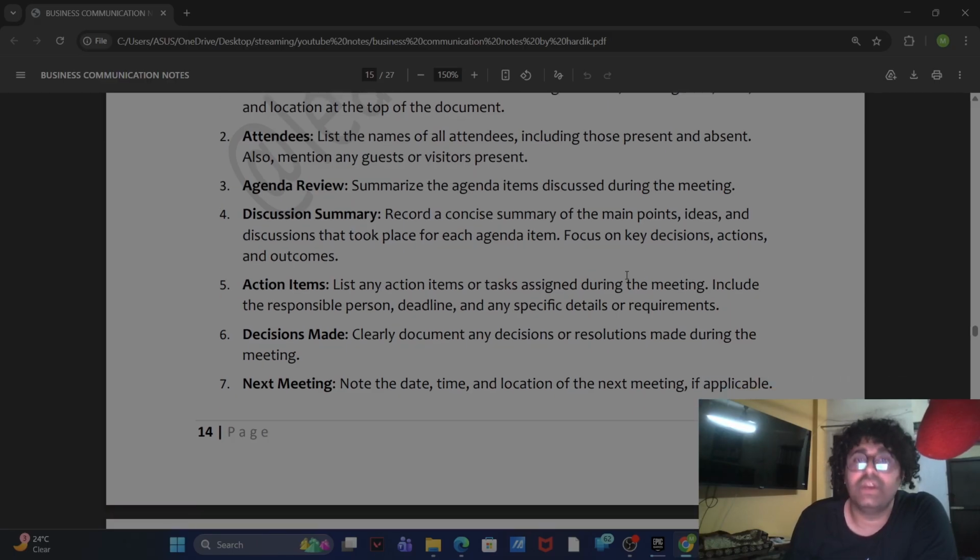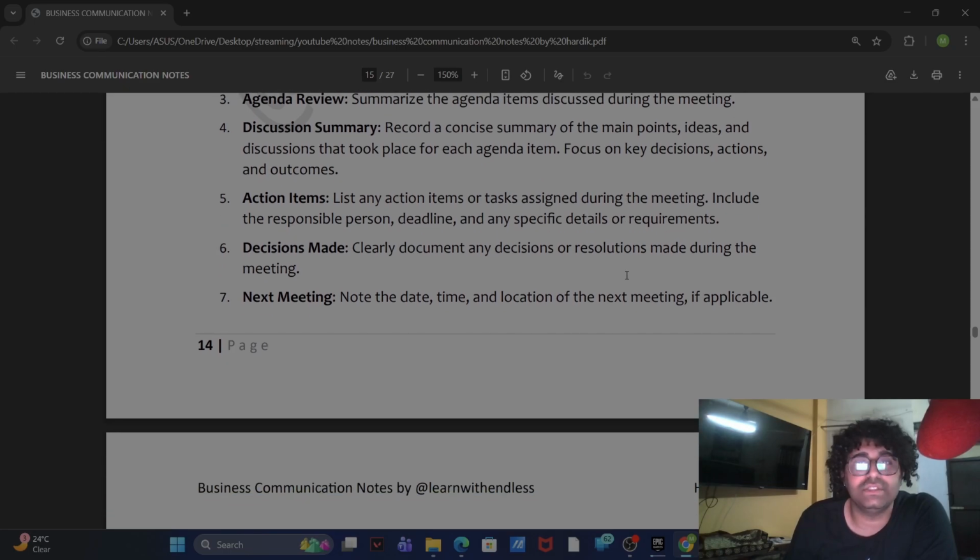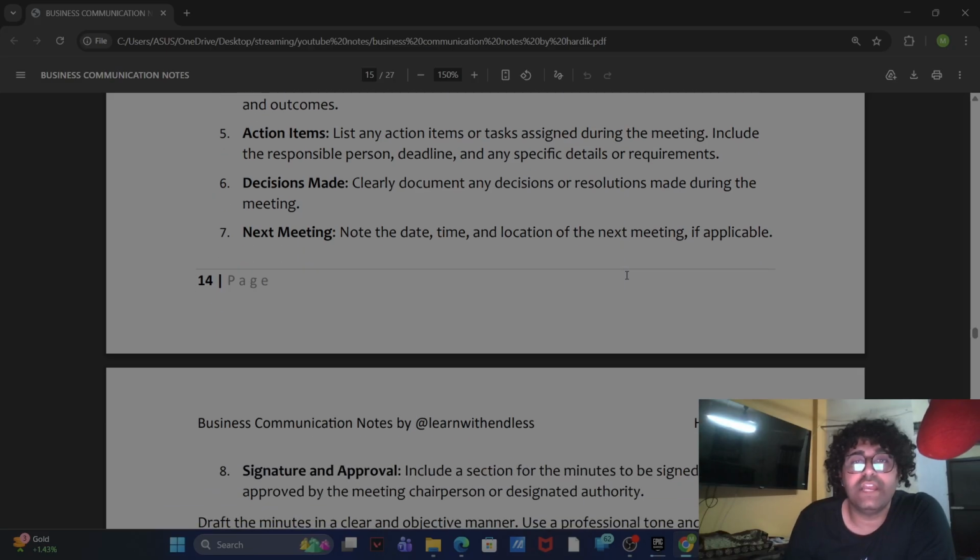Discussion summary: record a concise summary of the main points, ideas, and discussions that took place for each agenda item. Focus on key decisions, actions, and outcomes. Action items: list any action items or tasks assigned during the meeting. Include the responsible person, deadline, and any specific details or requirements. Decisions made: clearly document any decisions or resolutions made during the meeting.